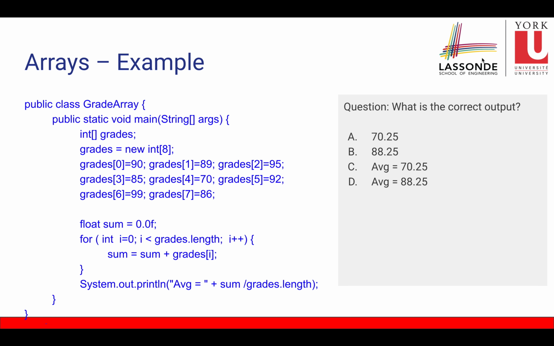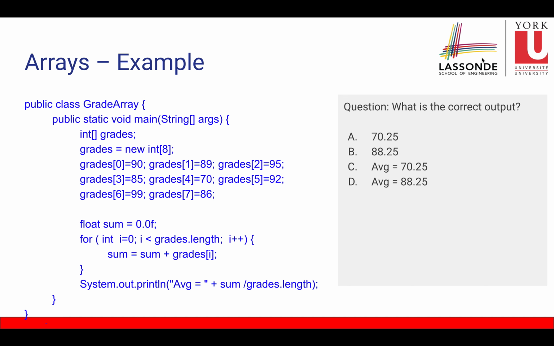So the correct answer should be D, average equal 88.25. In the code, there is a System.out.println. First, we have string "avg equal", so the answers A and B must be wrong. And the numbers 70.25 and 88.25, which one is correct?